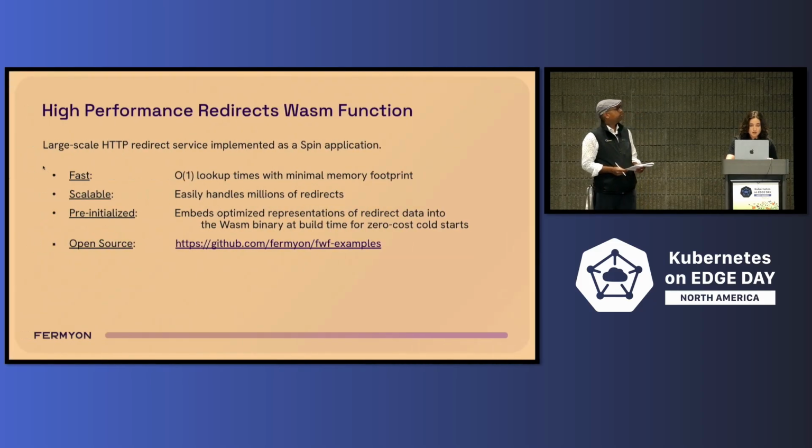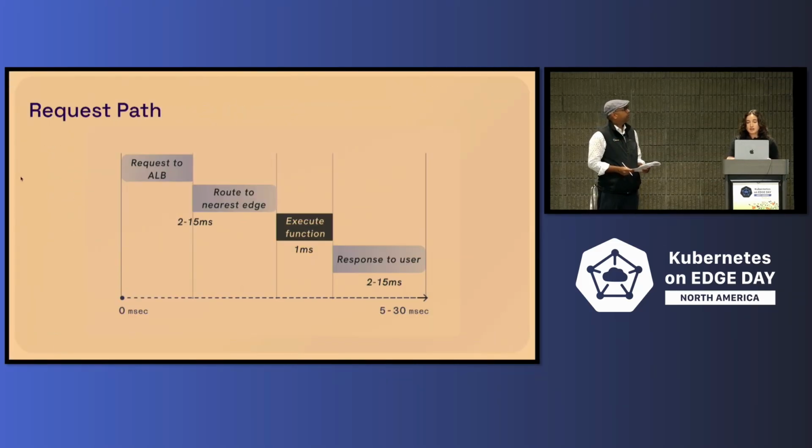And so now we can go back and just look at that execution path. So we executed that. We went to the application load balancer, that global traffic manager. That was routed to the nearest edge region. We executed our function, and then the response returned to the user. And depending on the physics of where you are, that ranges.